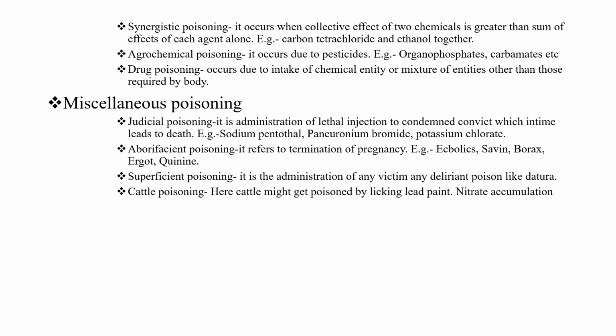Drug poisoning. This type of poisoning occurs when there is intake of a chemical entity or mixture of entities other than those required by the body. There are various drugs which are consumed by people for relief and enjoyment. These are not required by our body. This can also be consumption of medicine in overdose. All these result in drug poisoning cases.